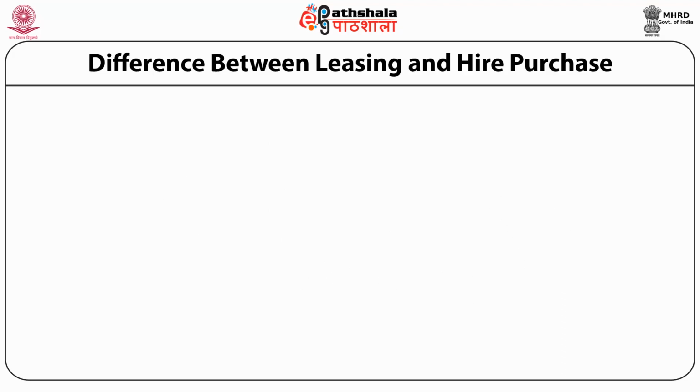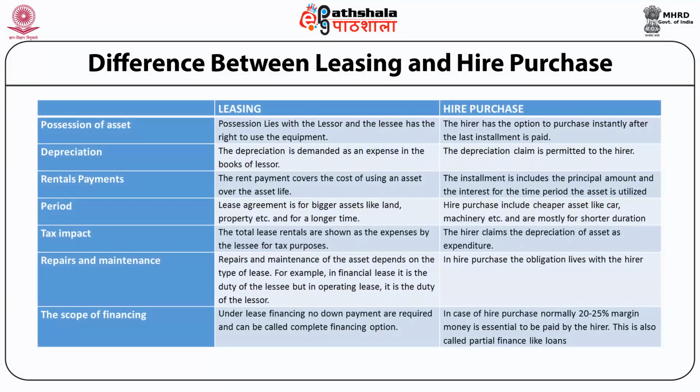Let's discuss now the difference between leasing and hire purchase. On the basis of possession of asset, possession lies with the lessor and the lessee has the right to use the equipment in case of leasing, whereas the hirer has the option to purchase instantly after the last installment is paid. On the basis of depreciation, the depreciation is claimed as an expense in the books of the lessor. The depreciation claim is permitted to the hirer in case of hire purchase.